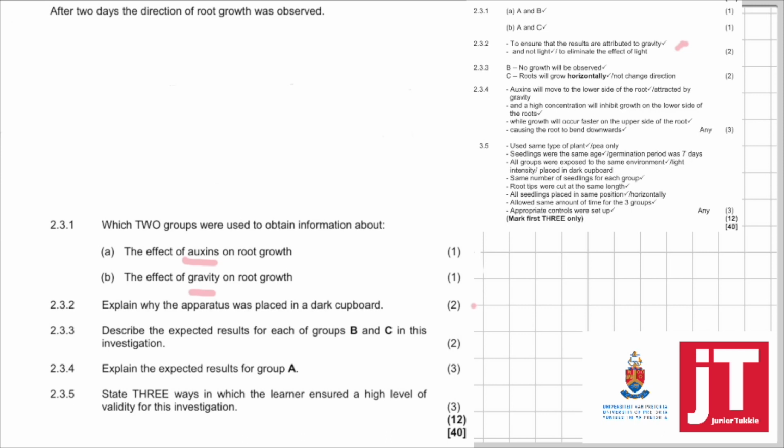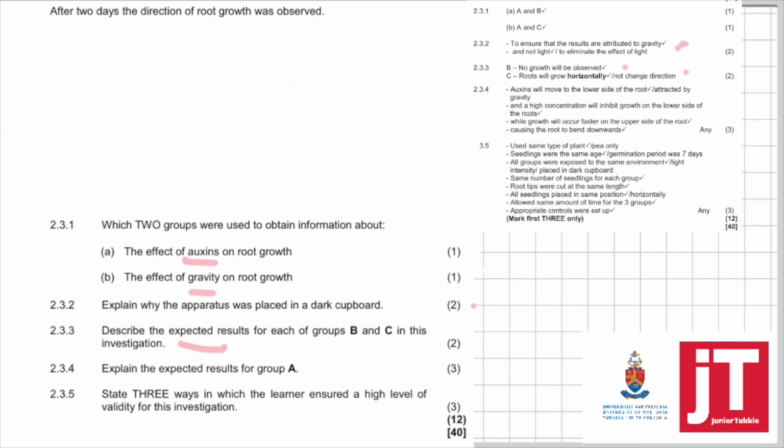Okay. 2.3.3. Describe the expected results for each of the groups B and C in this investigation. For B, there's no root tips, so there's no growth. C, of course, the roots will grow horizontally or they might not even change direction. This was good, the memo accepted both.